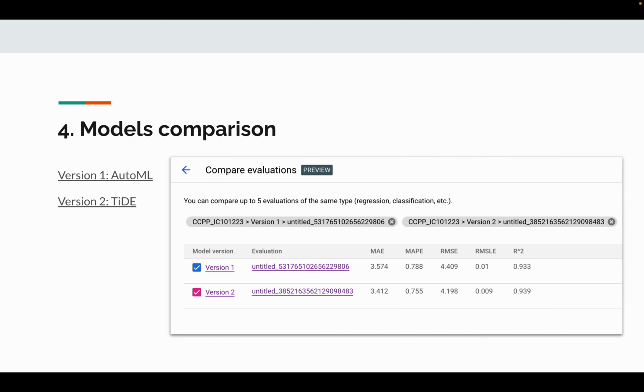So comparing models, the first version, the AutoML, and the second version, the TiDE, I found out that the TiDE for this specific context was the best option because the KPI I chose to use, MAE, was closer to 0 and it was lower, and this is what we were looking for.